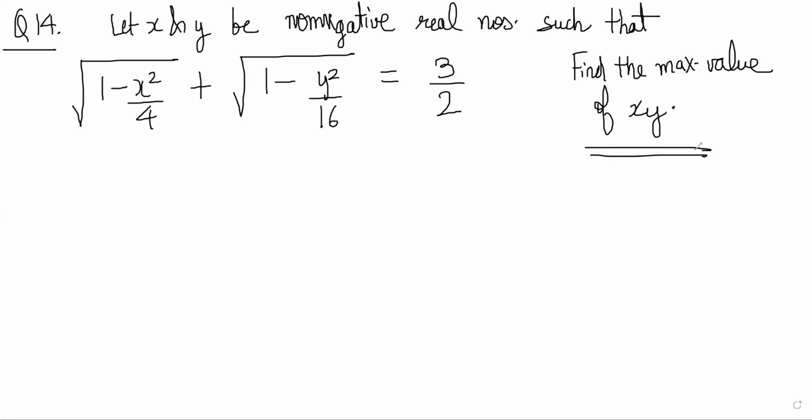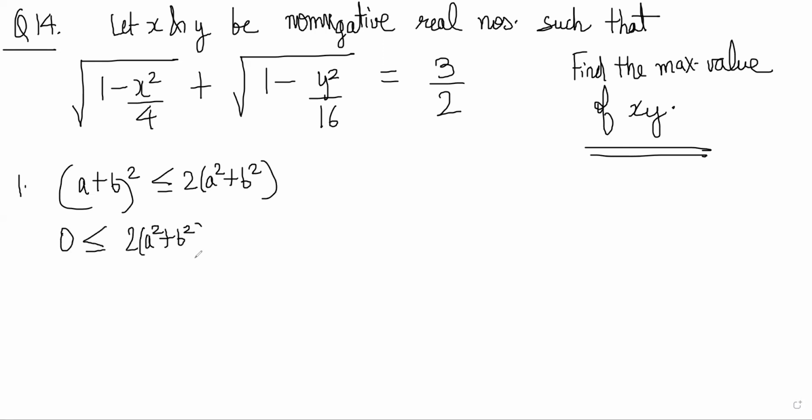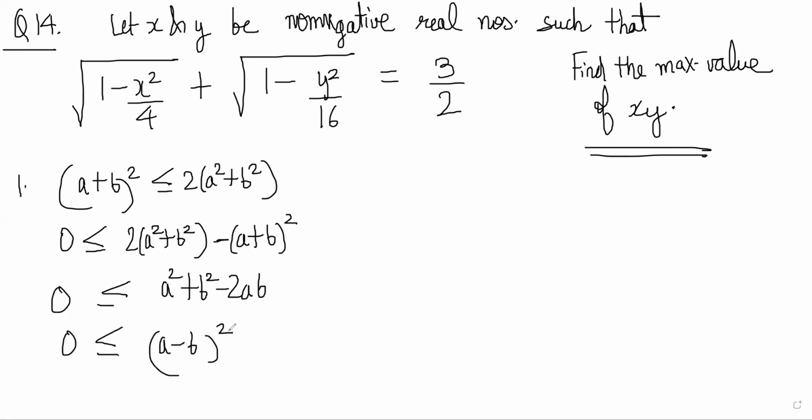Okay. So here we will use two standard identities. The first identity is basically that (a plus b) whole square is always less than or equal to 2 times (a square plus b square). Why? We can easily show this, because if you take it to the other side, 0 is less than or equal to 2 times (a square plus b square) minus (a plus b) whole square. If you simplify this, you'll get a square plus b square minus 2ab, and 0 is clearly less than or equal to (a minus b) whole square, right?